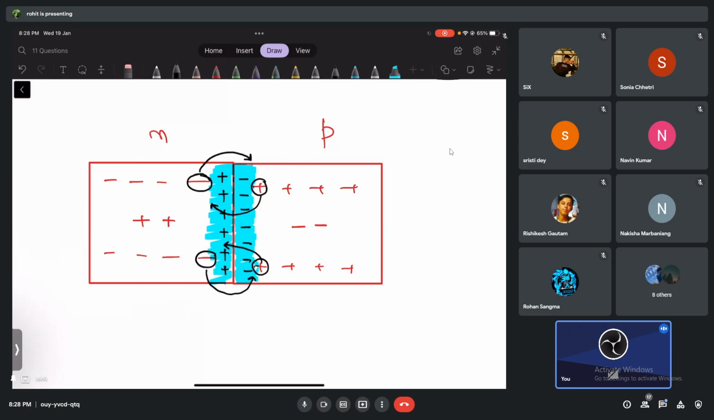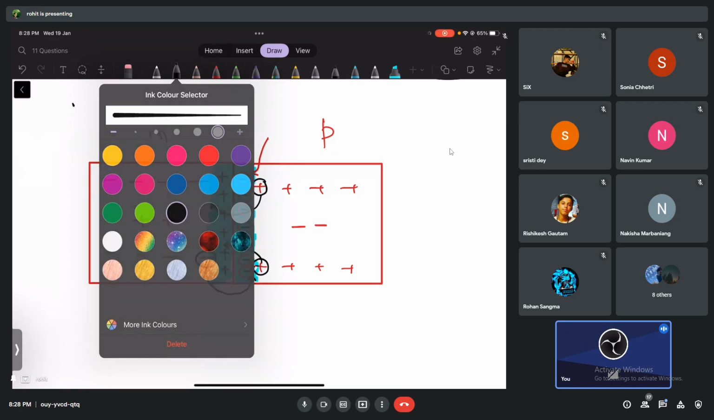Okay, but the problem is this now. See, already we have these negative charges, negative charges, negative charges. They are like a wall, and they don't like other electrons crossing. They will repel them, okay. Do you agree with that? So look at this, okay.